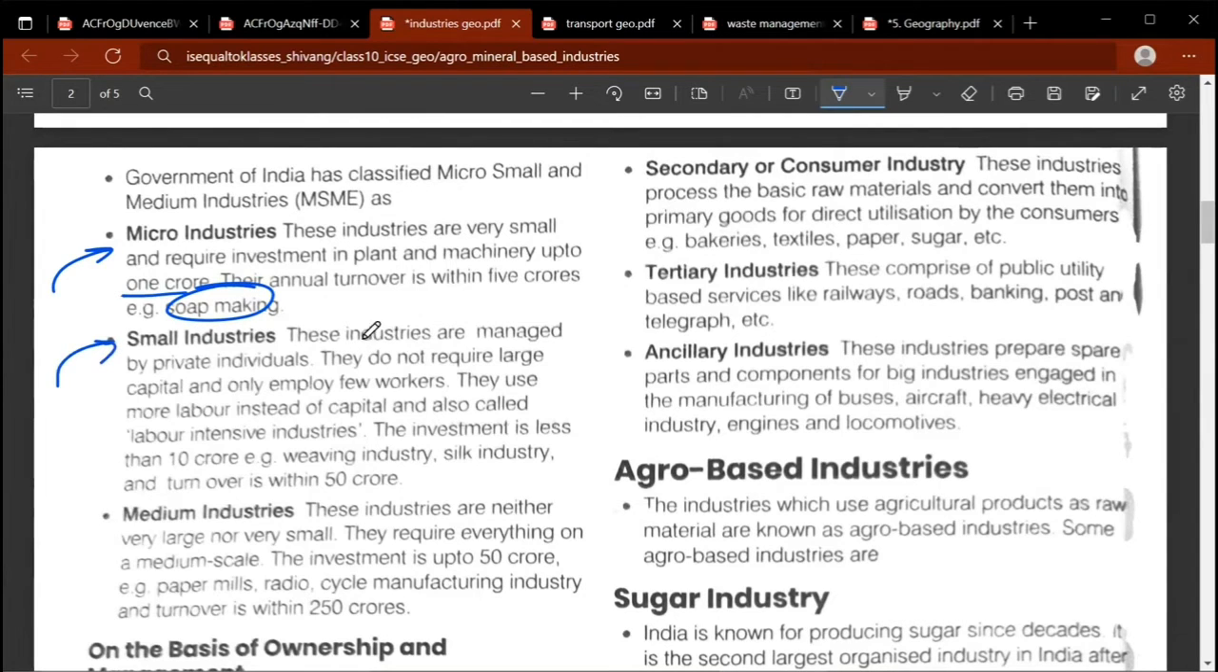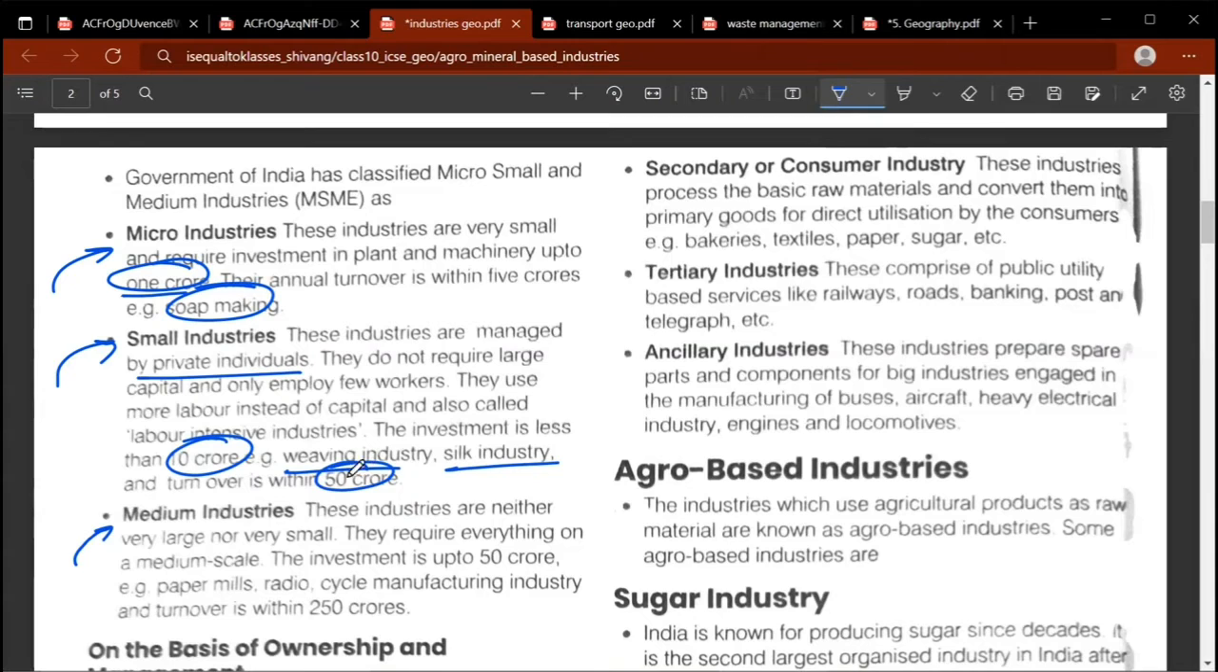Then we move on to small industries. These industries are managed by private individuals. They do not require large capital and only employ a few workers. They use more labor instead of capital and are also called labor intensive industries. The investment is less than 10 crores. So in this case, it is less than 10 crores and in micro industries, it is 1 crore. Example, weaving industry, silk industry, and turnover is within 50 crores.